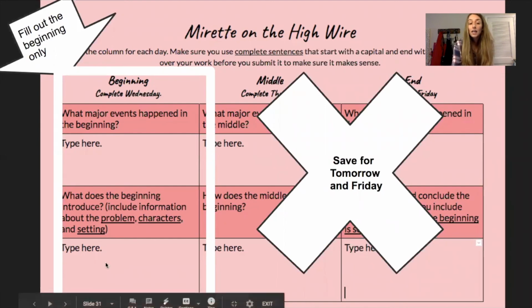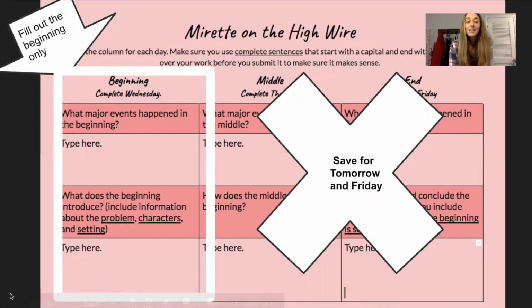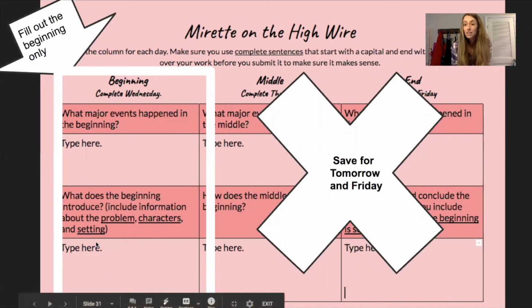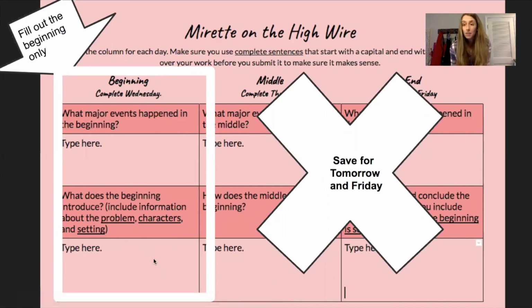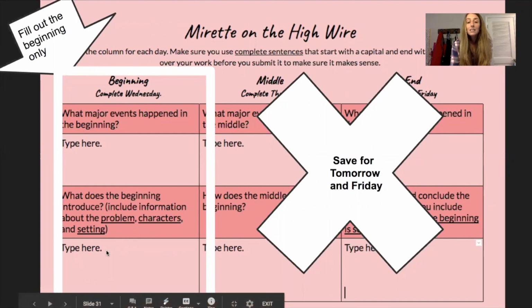Think about the big important things that happened in the part of the story that we just read. Now down here is where we need to get a little bit more specific. So I want to know, who are the characters that were introduced at the beginning? That needs to go in this box. What is the problem that is introduced at the beginning of the story? So what's the problem that's happening in this story right now? And then what is the setting? At the beginning of the story is when we're introduced to the setting or where the story takes place. So all three of those things need to be included in this box.